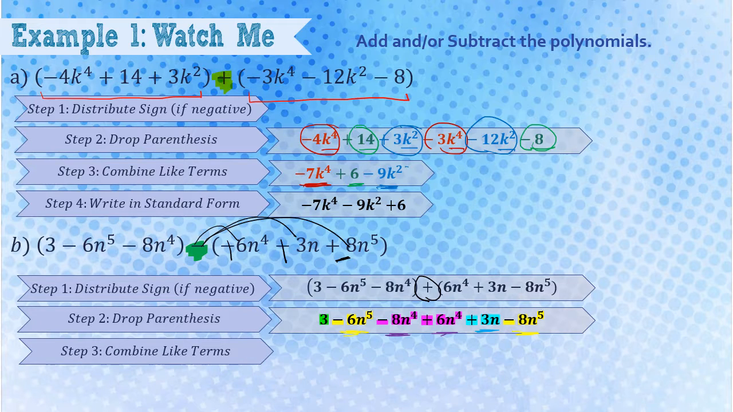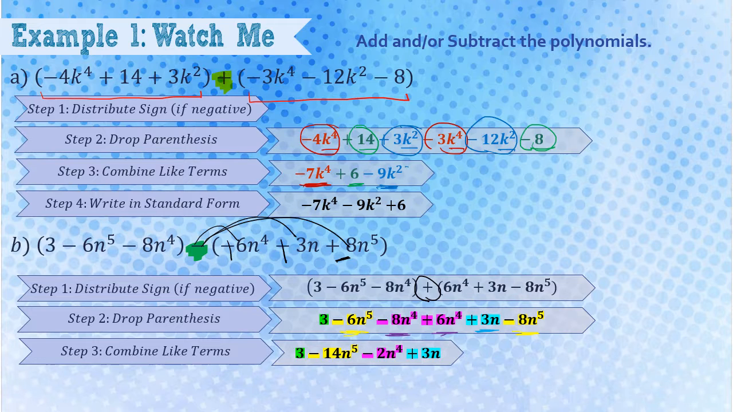So now we're going to go ahead and combine those like terms. When I do that, I just kind of go down the line in order. 3 didn't have anything, but my n to the 5th, the yellows did. So negative 6 n to the 5th minus 8 n to the 5th gave me negative 14 n to the 5th. Then my n to the 4th terms, negative 8 plus 6 gives me negative 2. And then when I have that 3n left, there's nothing else there. I just tack it on the end.